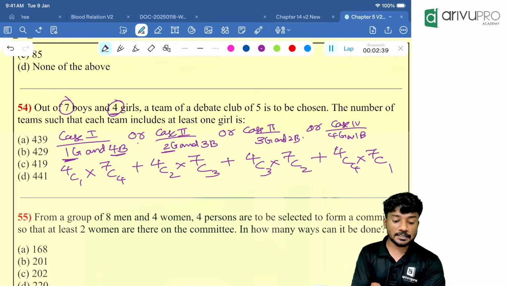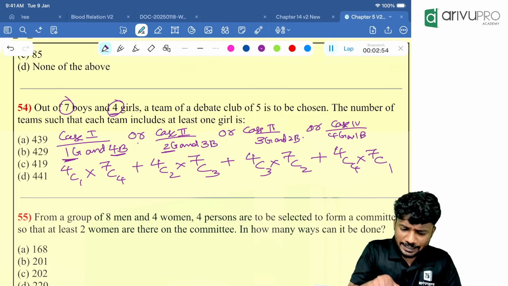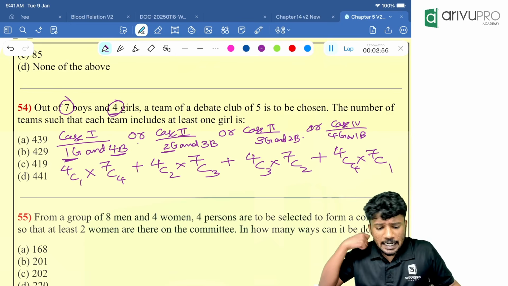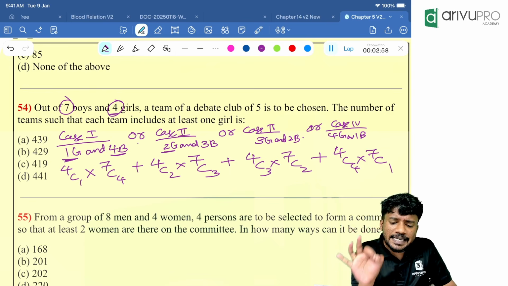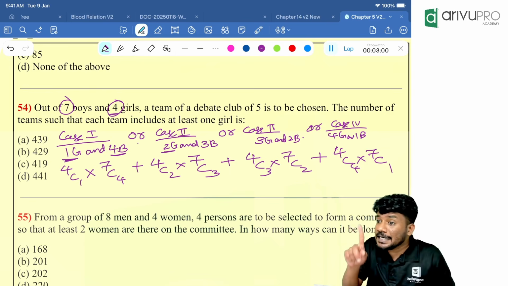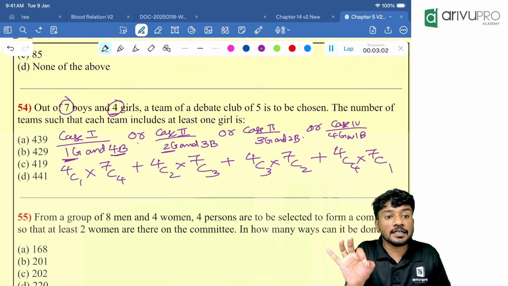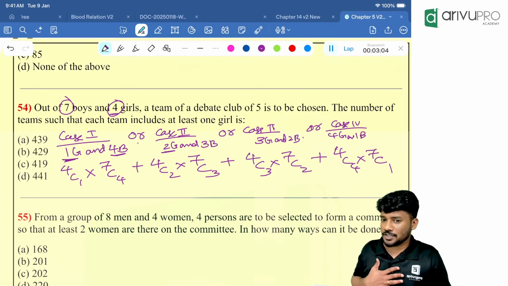And how much is the answer? 441. Can anyone suggest me the other method? Yes, tell me the other method. 11C5 minus 7C4. Correct. Now, here in this question, they are telling the team such that each team includes at least 1 girl. Minimum 1 girl should be there. That is the condition. Correct?